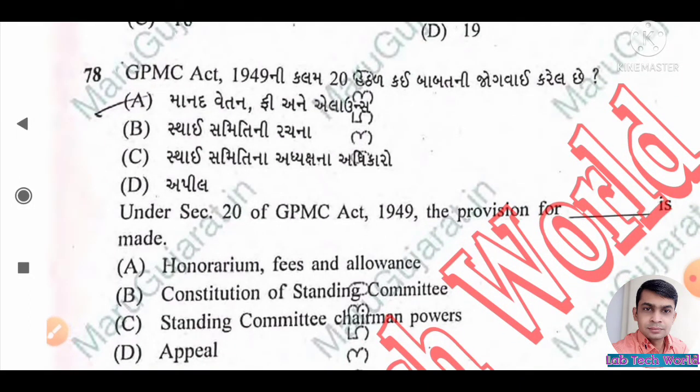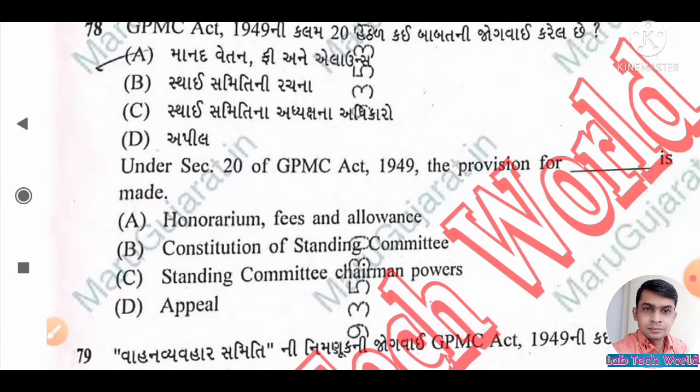Move to the next question, number 78. Under section 20 of GPMC Act 1949, the provision for dash is made. Options: A, honorarium, fees and allowances; B, Constitution of Standing Committee; C, Standing Committee Chairman powers; D, Appeal.